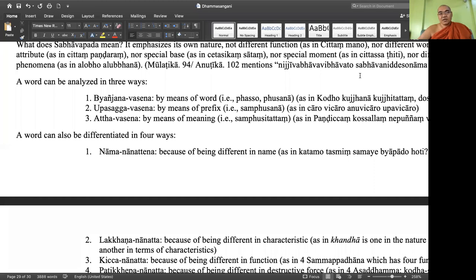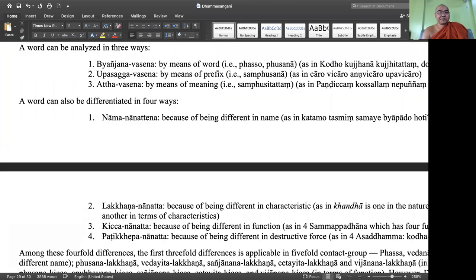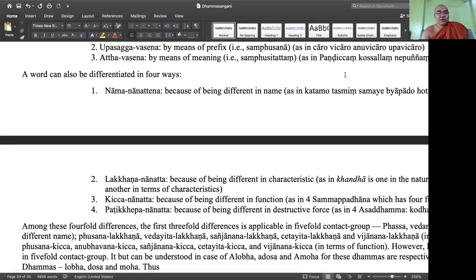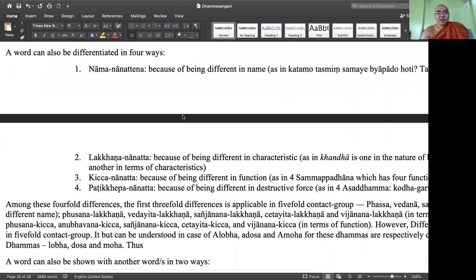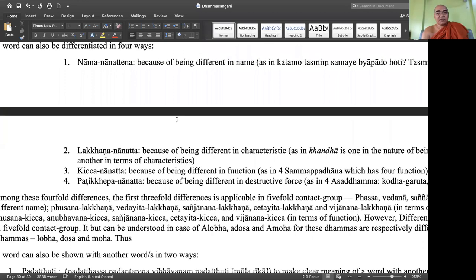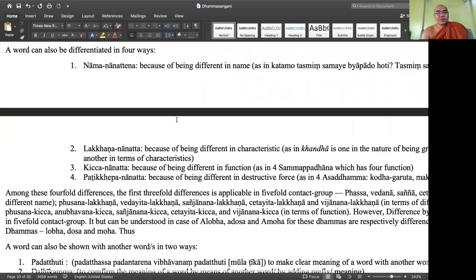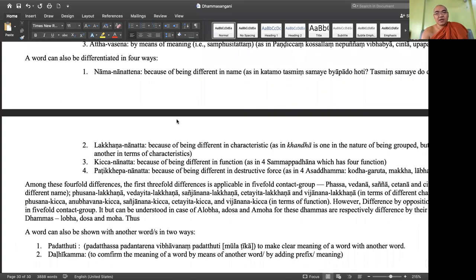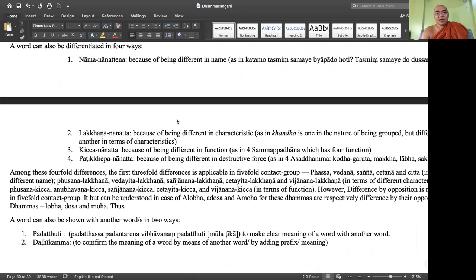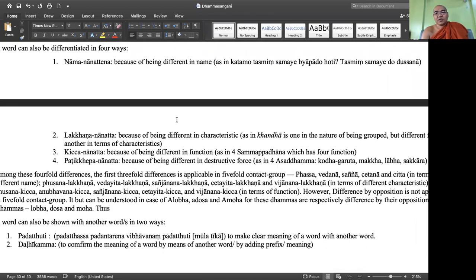So regarding the structure of the following definitions, it is very good to have such information. And also the word can be differentiated in four ways, right? Last week we talked about that also. They can be different in terms of the name, nama nanada. They can be different in terms of the name.